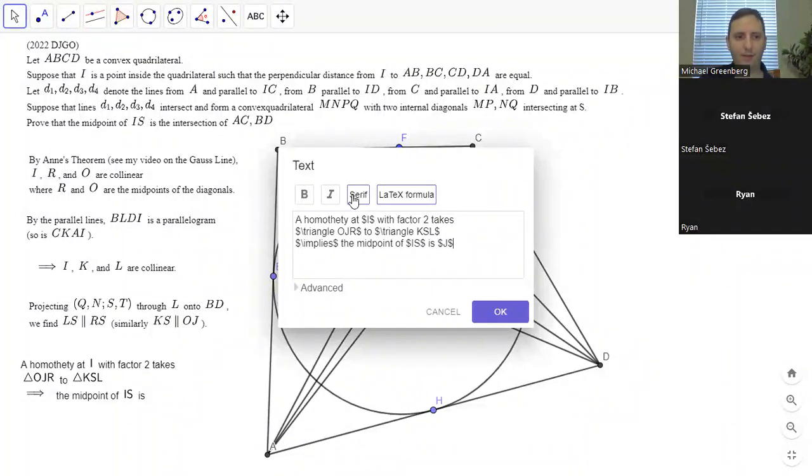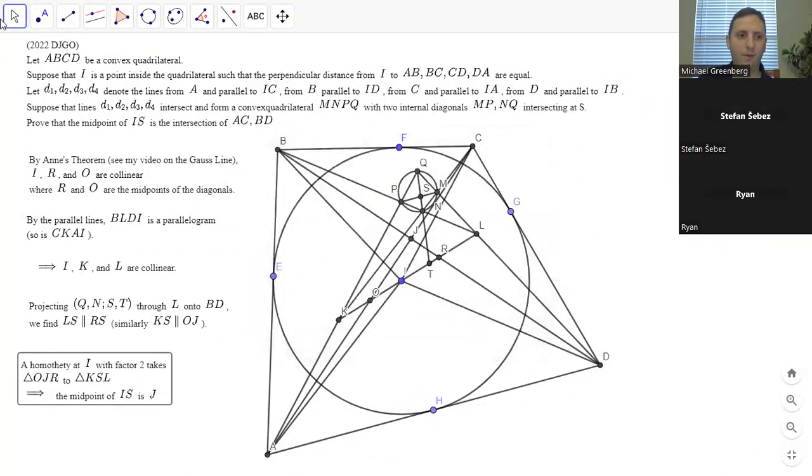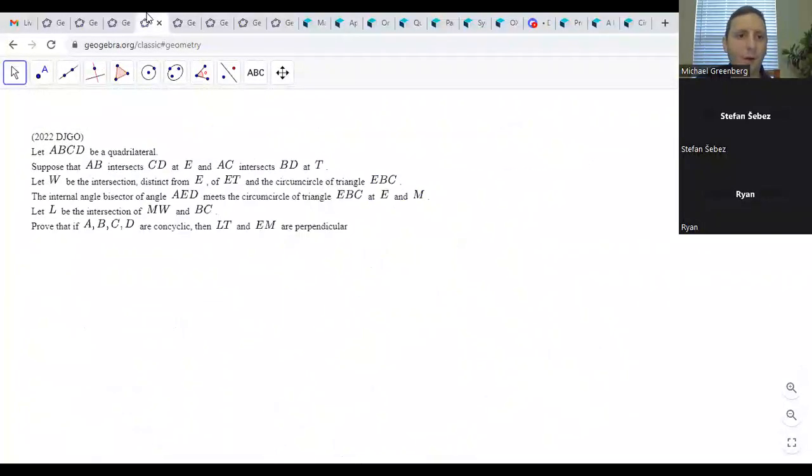All right, that's it. That's an interesting one. So you just got to see those parallelograms and then use Ann's theorem. It's creative.